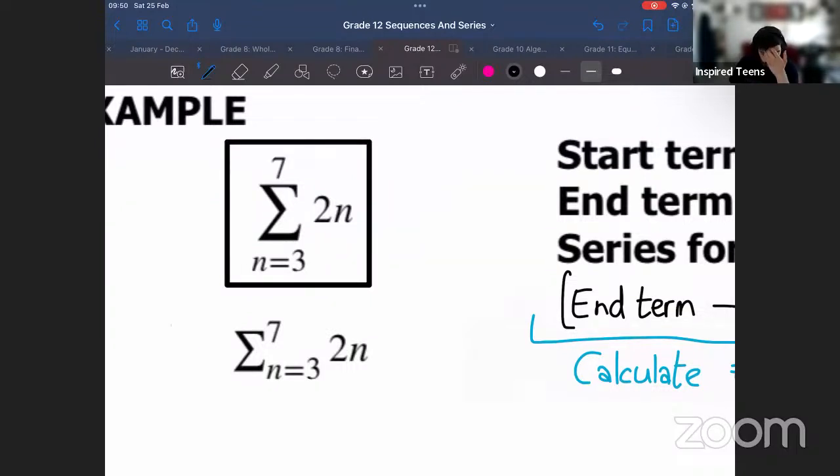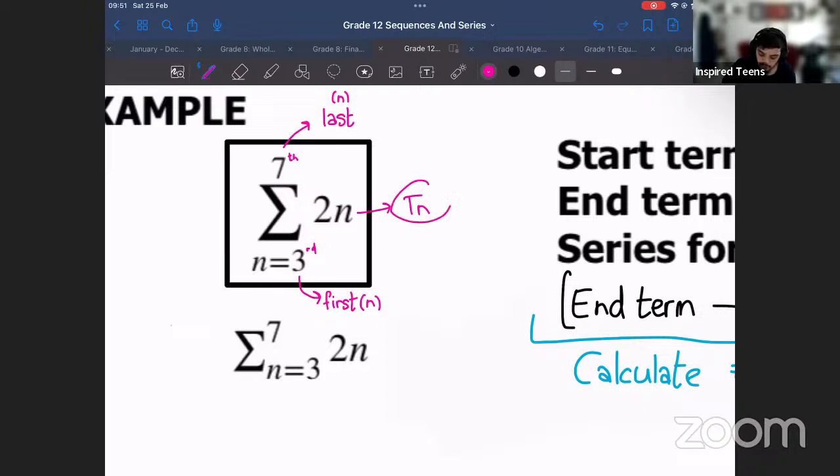We have sigma, n is equal to 3 at the bottom, 7 on top, and 2n. Let's distinguish: this is our last term. Not the value of the last term, it is n for the last term, so it's the 7th term. This is 3rd, so we're starting off with the 3rd term of the pattern, technically. It doesn't really make a difference, you'll see. This is our first term, the first n that we're going to work with in this specific pattern.